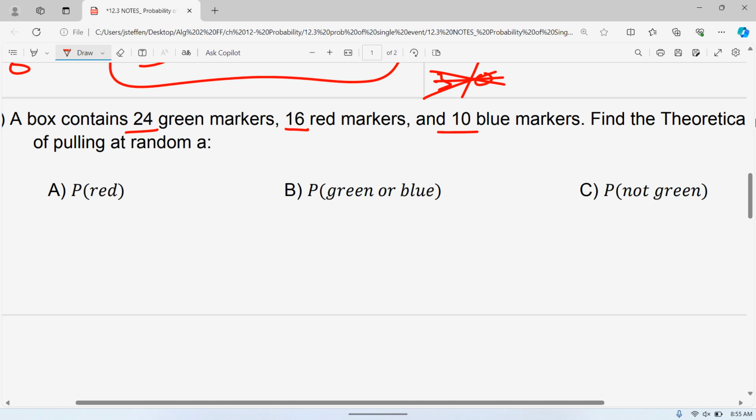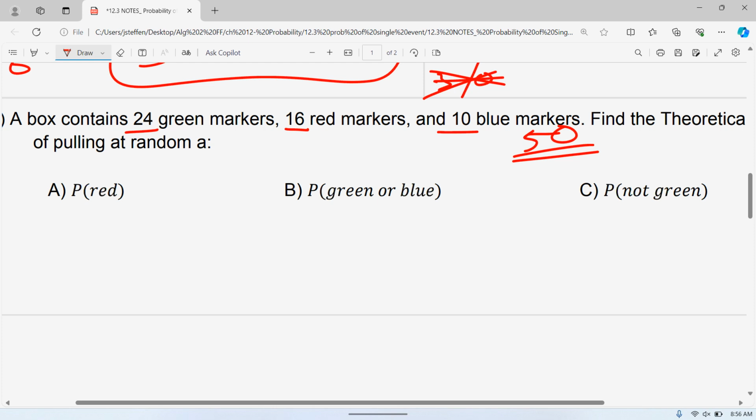So the first thing you need to do, unless they tell you this, before I even look at any of those options A, B, and C, I literally will find the total amount because you have to know the total amount. That's what goes in the denominator. So 24 green plus 16 red plus 10 blue adds up to 50. So there are 50 total markers in this box. That's going to go for all these. Again, the denominator for these probability questions is the total amount.